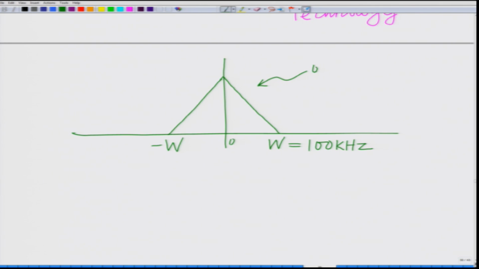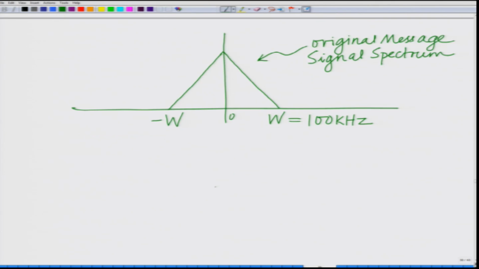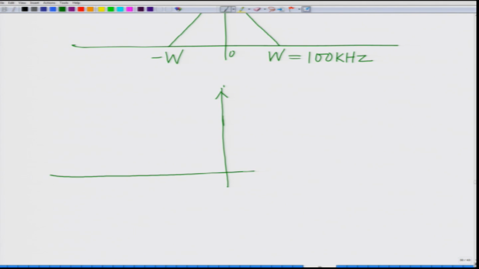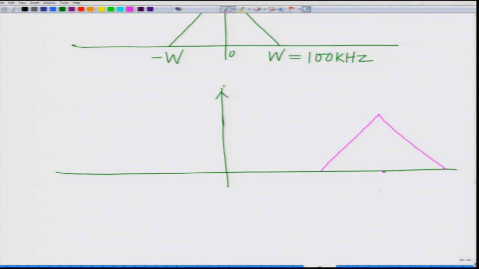So, this is the original message signal spectrum. Now, for the purpose of transmission, this is modulated to a very high carrier frequency. I am not drawing it according to scale. So, it is modulated to a very high carrier frequency, which is simply, so now it is shifted by Fc. So, this will be Fc minus W, Fc plus W.